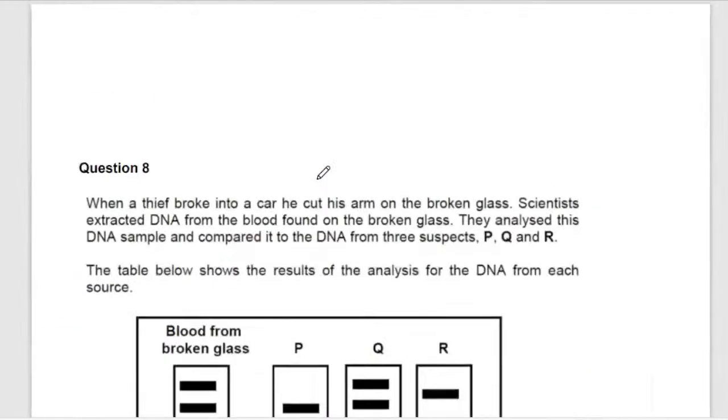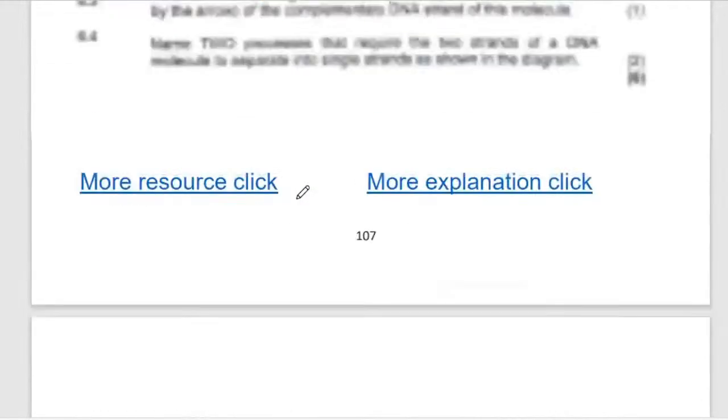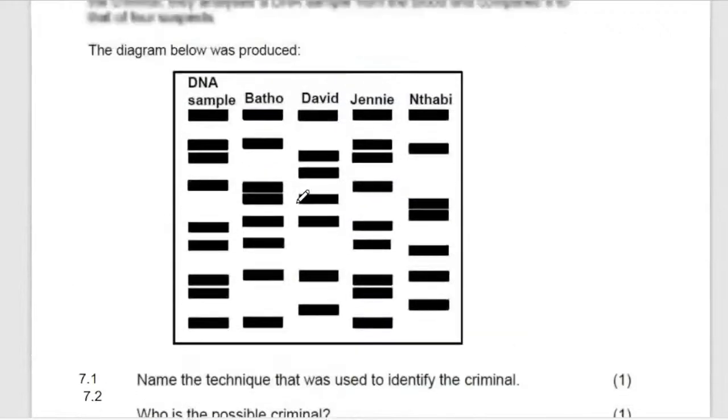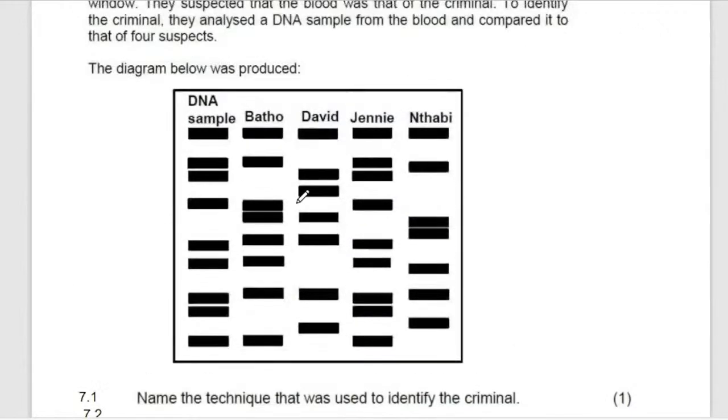Okay, now let me design my question so that you understand what I'm saying. If they say that you have a boy, and then you have two guys, and each is saying that he is the father of this boy. But now the mother doesn't know who, because this mother slept with these guys on the same day. So now we don't know who is the father of this boy.